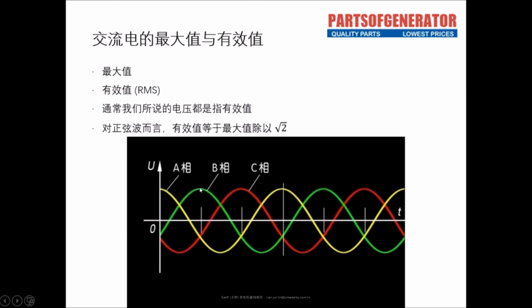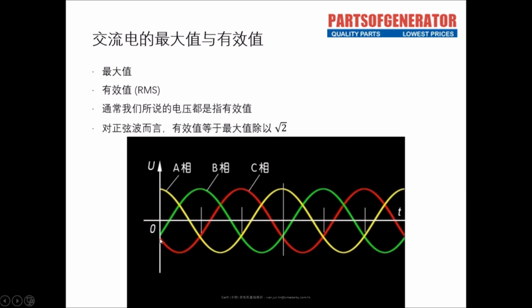Here we also briefly review some basic concepts of alternating current. This is the maximum value and effective value of alternating current. Let's look at the picture below. Let's look at the green line first. The green line represents the waveform of the B-phase voltage of the generator.